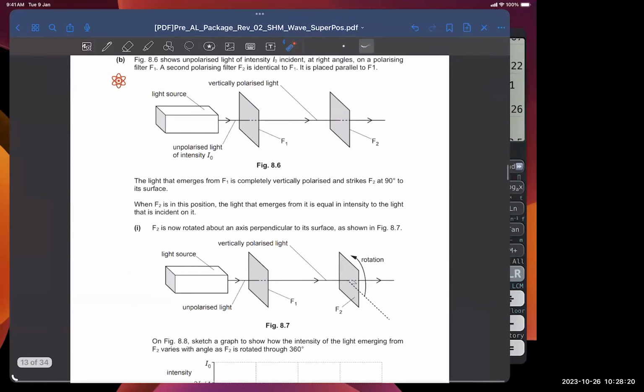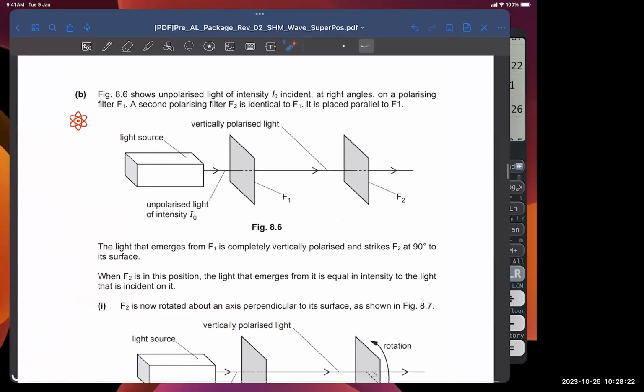Okay, so light of intensity I naught, unpolarized light, is incident. Let's just mark it as unpolarized. It's this way over here. After polarization, it should become like this. Unpolarized, polarized. Then I place a second filter parallel to F1. So again, this has the same polarization.